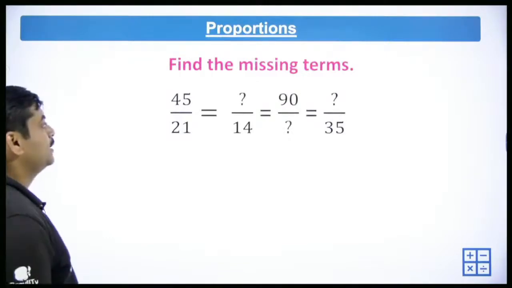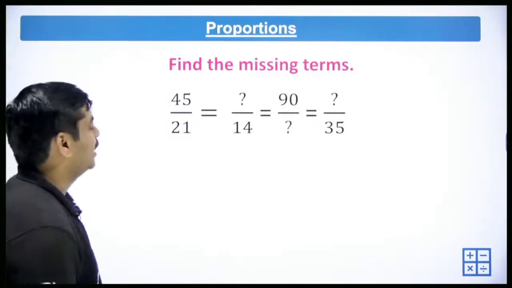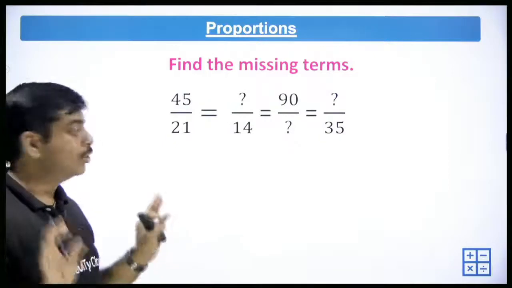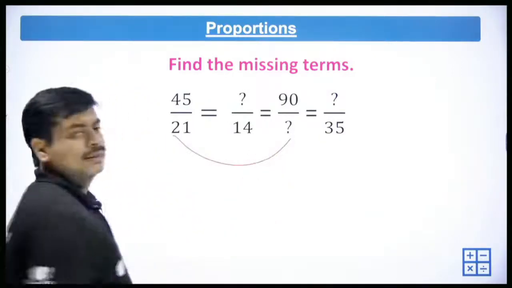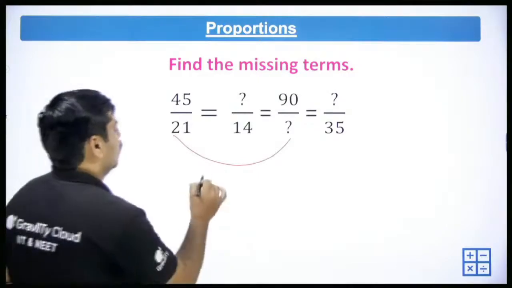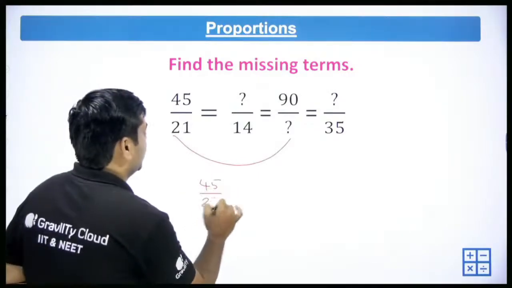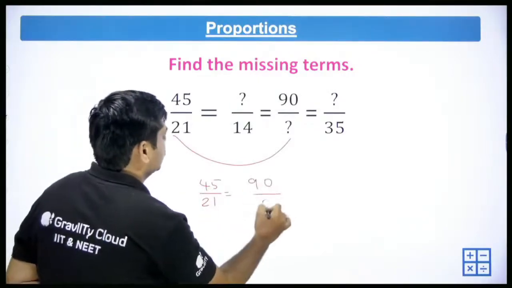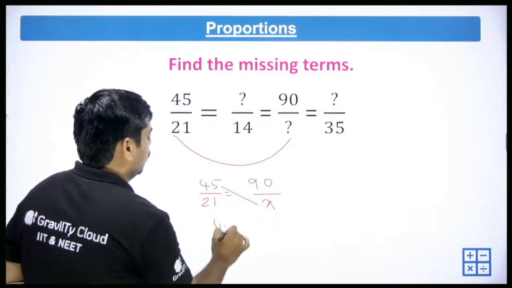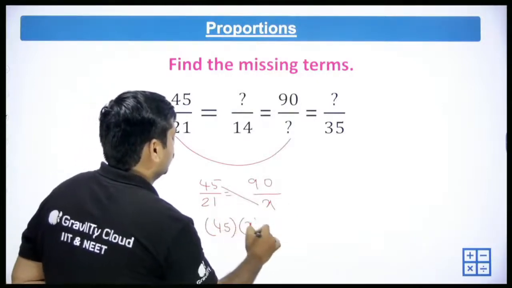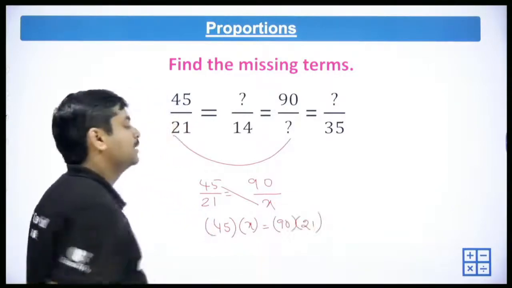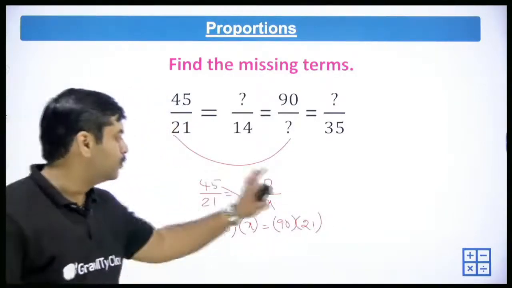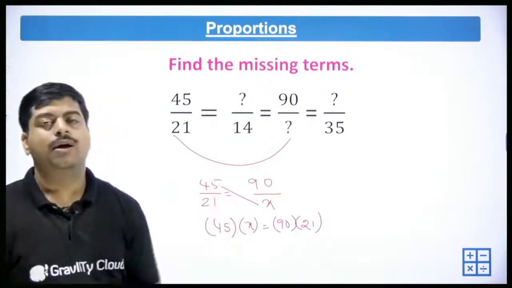45 by 21 is equal to question mark by 14, 90 by something, something by 35. I'm not going to do all this. Let me just calculate one. Let us say these two. 45 by 21 is equal to 90 by x. Just cross multiplying, 45 into x is equal to 90 into 21. From there you can try to find the value.